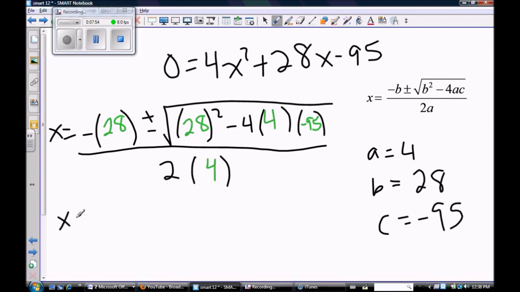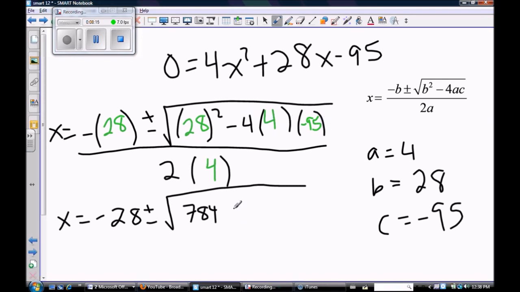So x equals negative 28, and obviously the part that's under the square root is really important, so be careful. 28 squared is 784. And then here I have minus 4 times 4 times negative 95. Two negatives make this positive. In my calculator, 4 times 4 times 95 is positive 1,568. And this is over 2 times 4, which is 8.